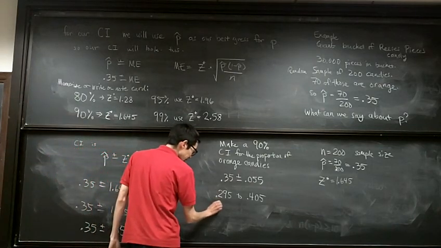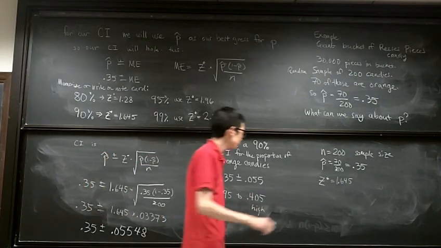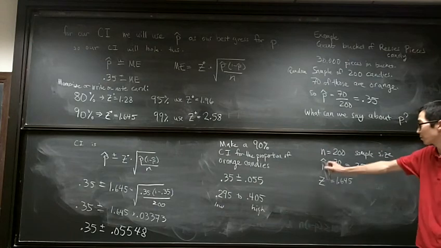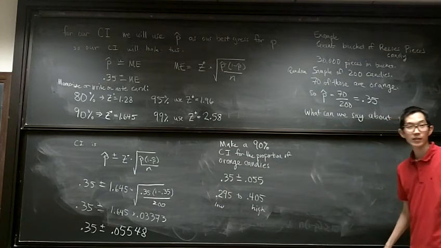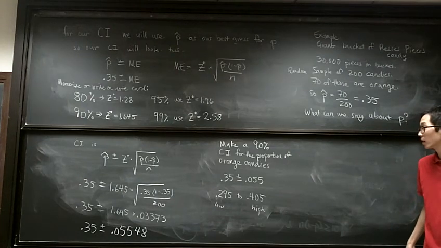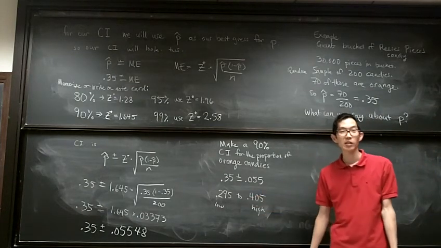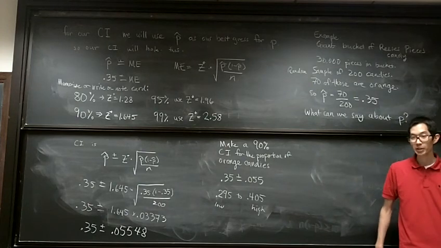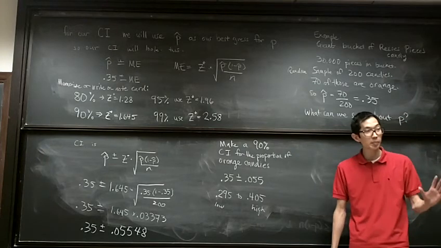All right, so this is the low end of my interval, and this is the high end of my interval. So now this is my range of plausible values for what? This is my 90% confidence interval for what? P. And what is P? The proportion of orange candies where? In the bucket. In the population.